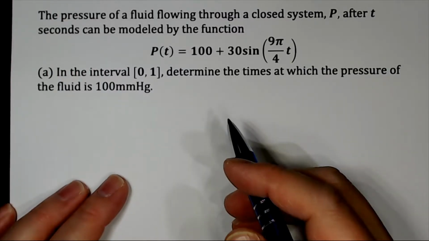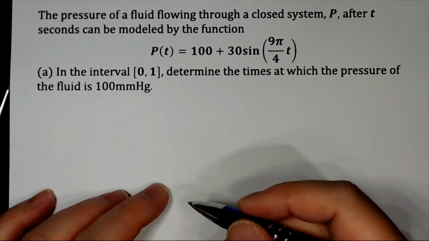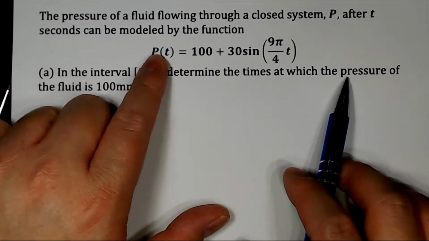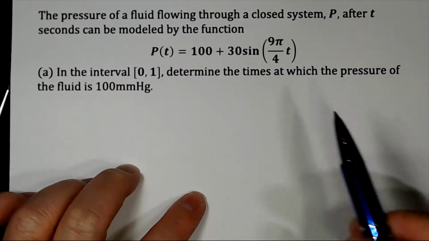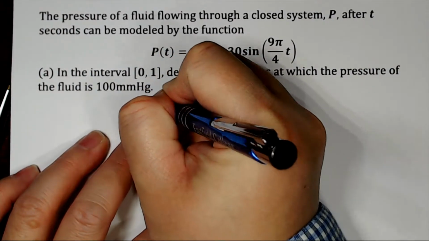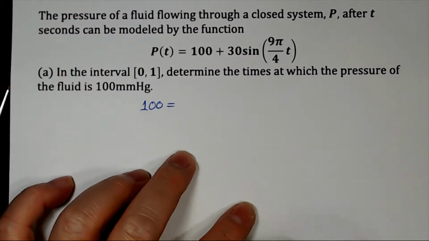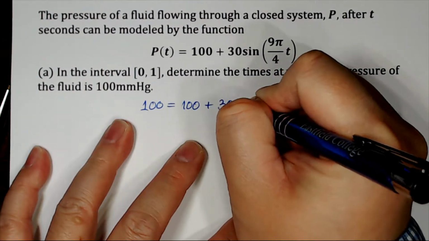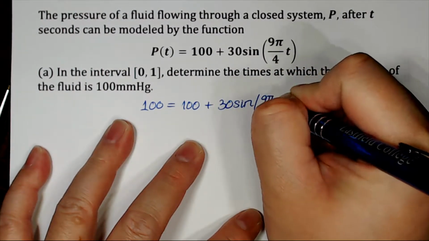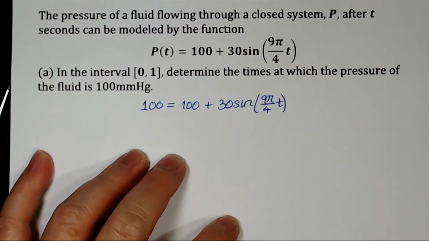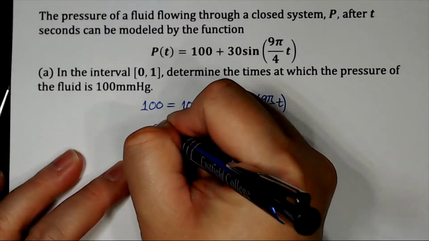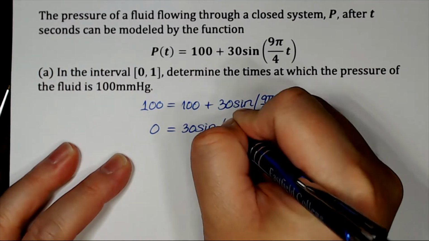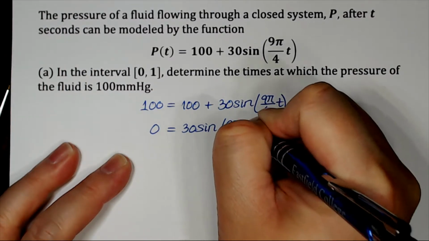We have an application problem here where we just need to solve a trigonometry equation. So first, if we read the problem, the pressure is going to be P, and the first one is going to be 100. So let 100 equal P, and we have 100 plus 30 sine of 9 pi over 4 t. Cancel 100 on both sides. We have 0 equal to 30 sine of 9 pi over 4 t.